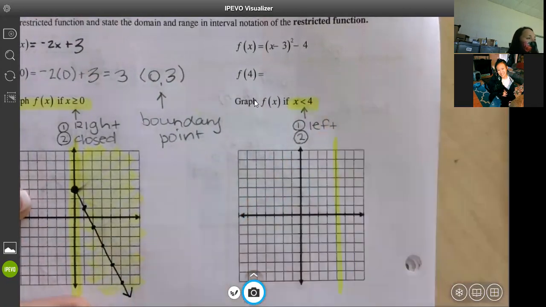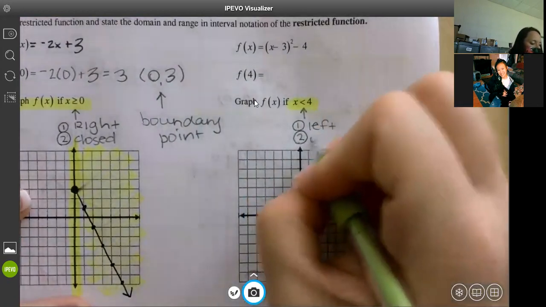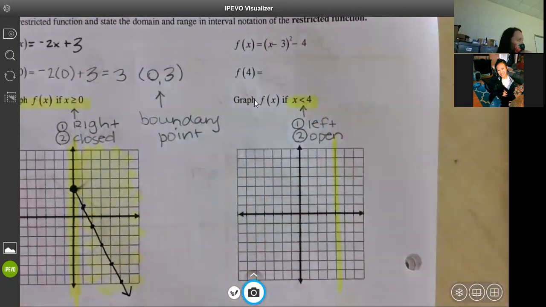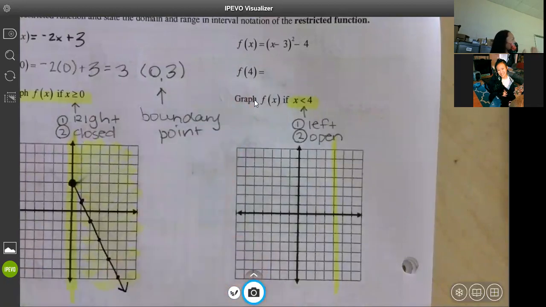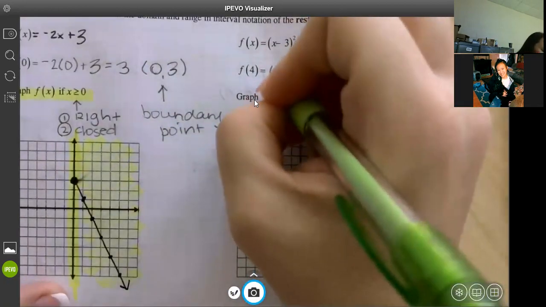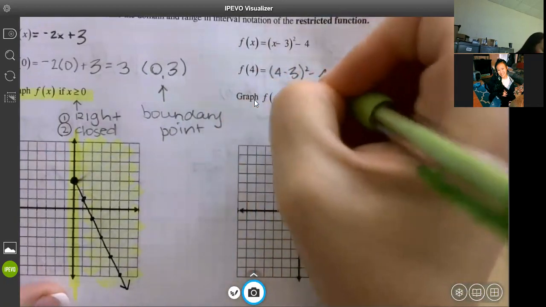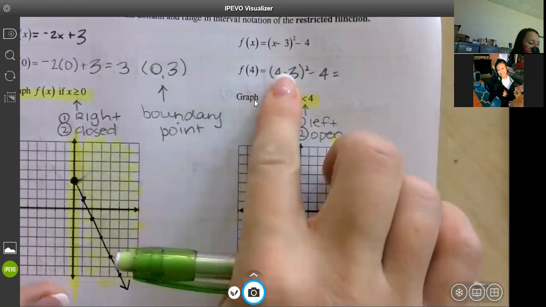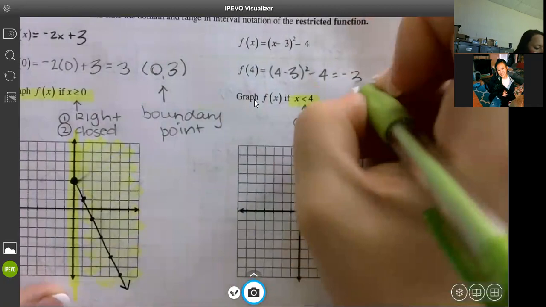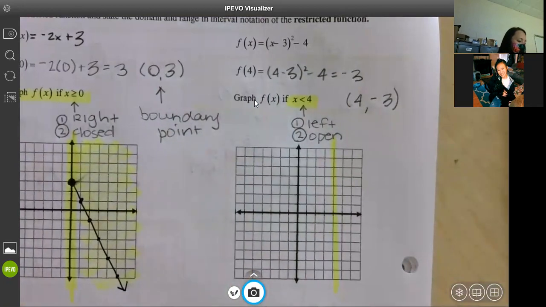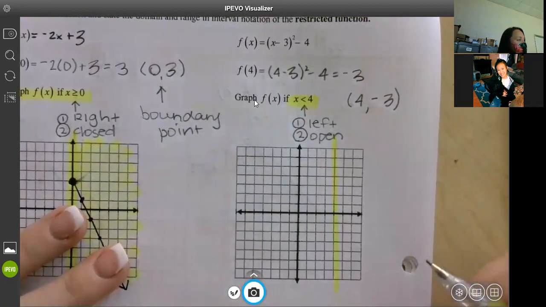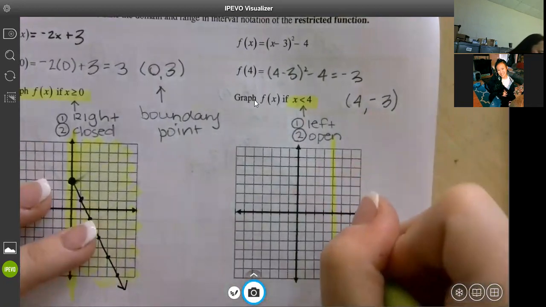And the second thing it tells us is whether it's open or closed. Is it open or closed? Why is it open? It is not equal to. Very good. All of you. Great job. I don't ever do the boundary point. I'm going to do it a couple times for you guys, but then I'm going to show you how to get all your points on your calculator, okay? So we're going to plug 4 in. It's 4 minus 3 squared minus 4. 4 minus 3 is 1. Squared is 1. Minus 4 is -3. That means my boundary point is, I plugged in 4 and got -3. Is that boundary point open or closed? What do we say? Open. So I'm going to go to 4 and -3, and I'm going to open it.